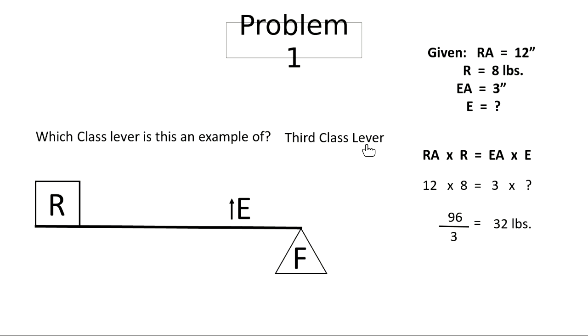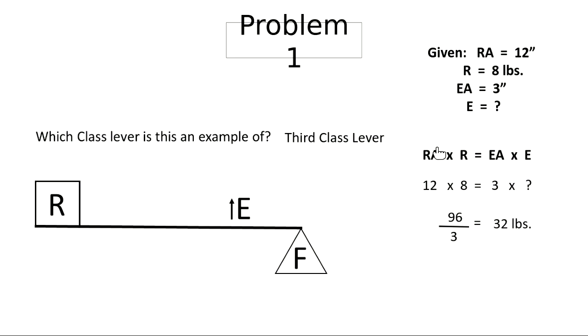So here's how the problems will go. I can give you any one of these 4 values here. What I've given here is resistance arm is 12 inches. Okay, so that's from the resistance to the fulcrum, 12 inches. The resistance is 8 pounds. That's over here. It's 8-pound resistance. The effort arm is 3 inches from the effort to the fulcrum. It doesn't matter that the resistance arm and the effort arm overlap. So how much effort is needed to overcome that 8 pounds, given all the parameters here?